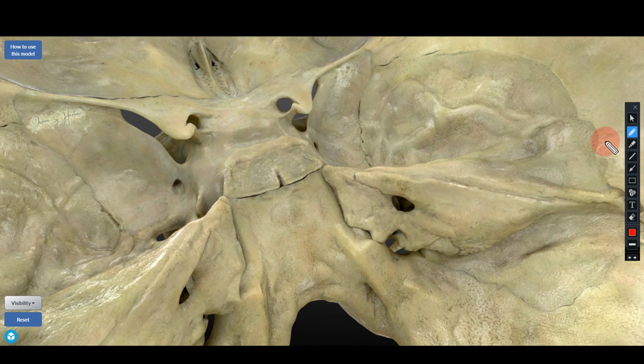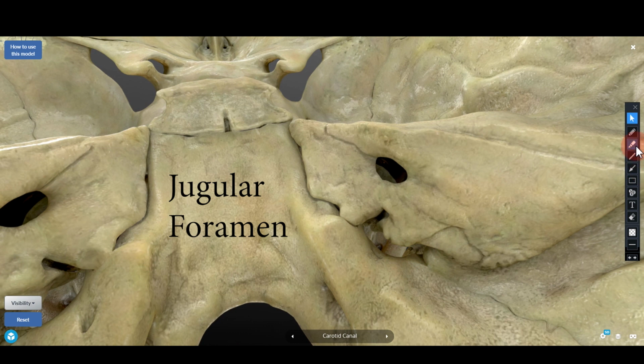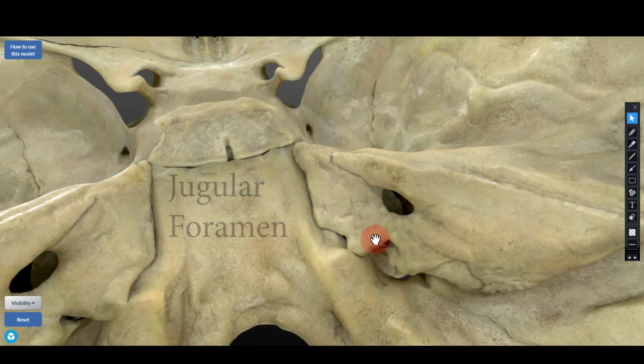Next, we are going to learn a very important foramen, and that foramen is this. This is the jugular foramen. The jugular foramen is formed by a peculiar arrangement of the temporal bone here and the occipital bone here.